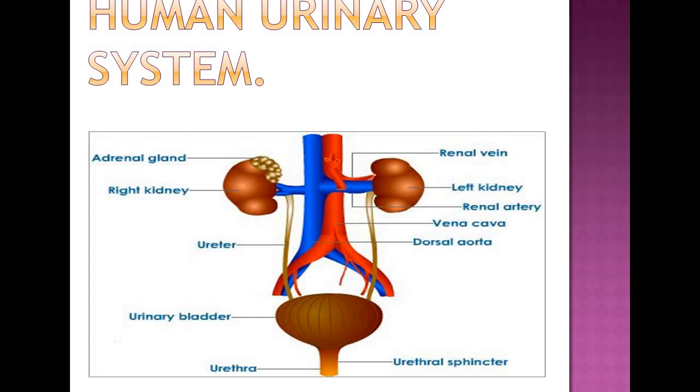We have the renal artery and renal vein. The renal artery brings blood which carries toxic substances, and the renal vein consists of purified blood.